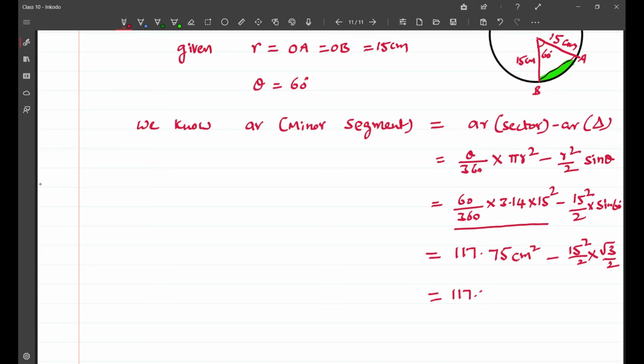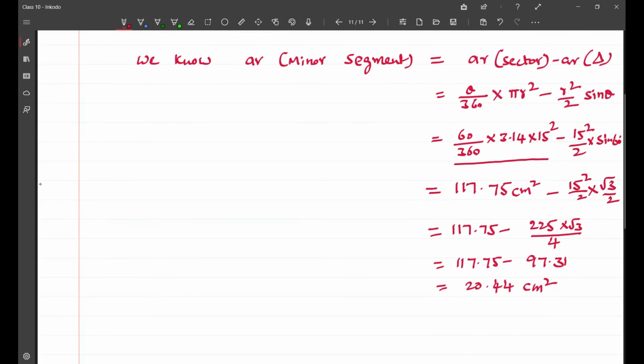Nextly, 117.75 minus, 15 square value is 225 multiply root 3 upon 4. Then we'll calculate the area of triangle, that is equal to 97.31 centimeter square. After doing subtraction, we will get 20.44 centimeter square, which is area of minor segment.